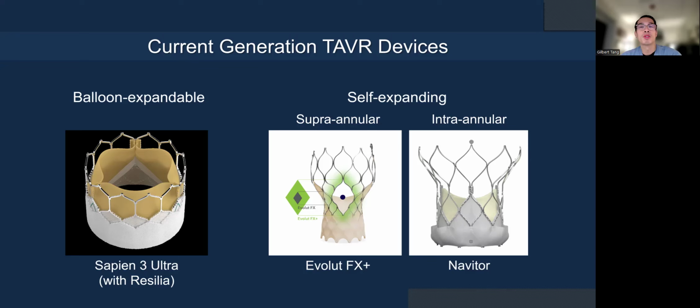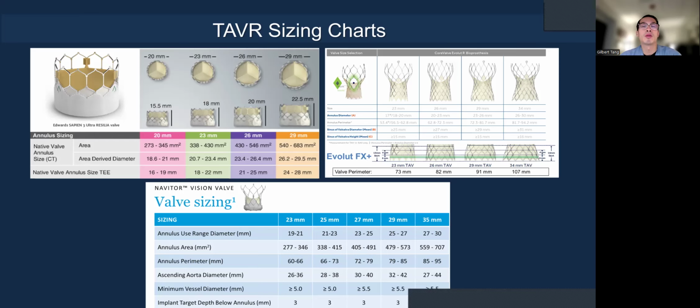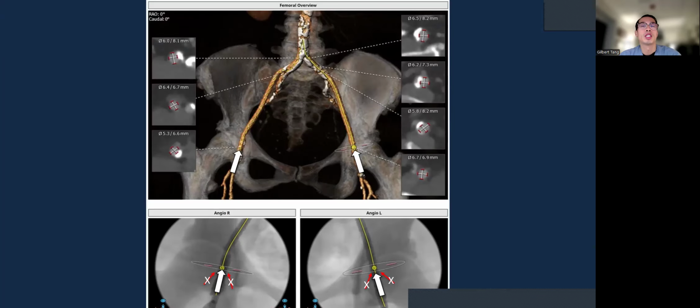Currently, there are 3 commercially available devices in the United States for TAVR, 1 balloon expandable and 2 self-expanding. Each of them has different sizing criteria, and you can see that here, based on the sizing charts provided by the manufacturer. As well, access is critically important in terms of decision-making, where to stick the femoral artery to avoid potential vascular complications.